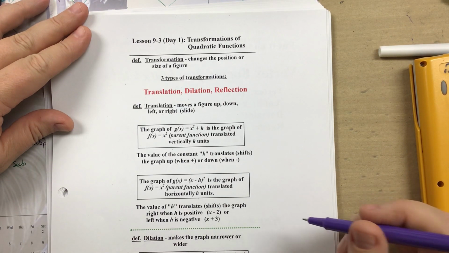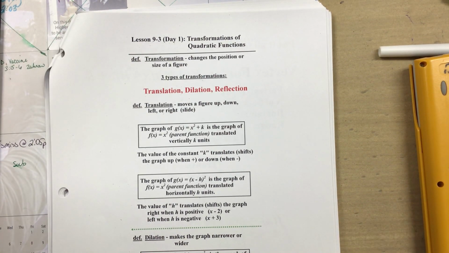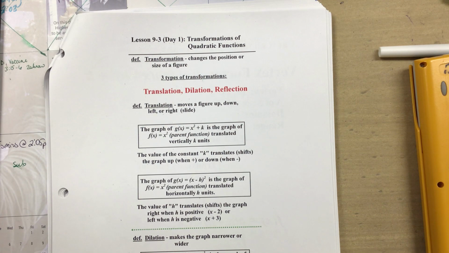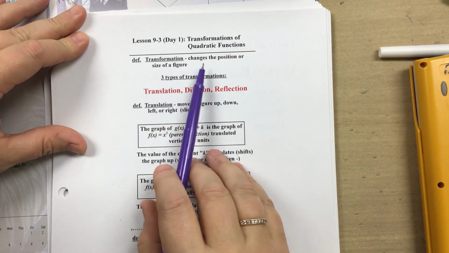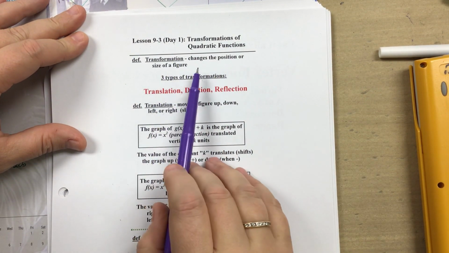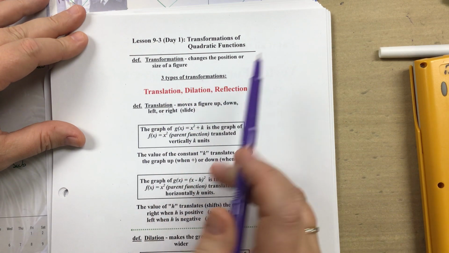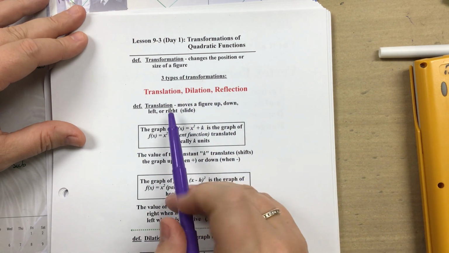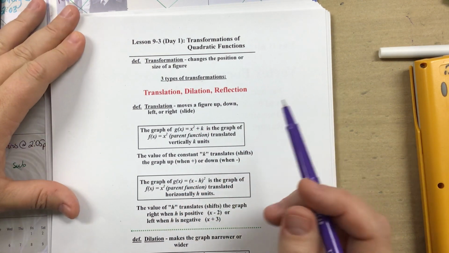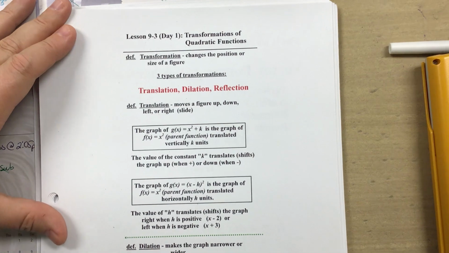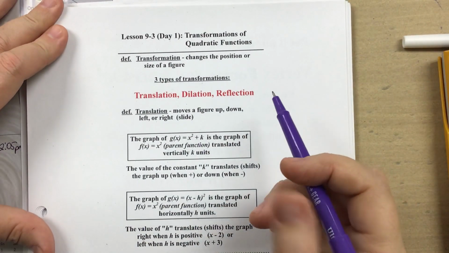Hello, Algebra 2 students. Today we're going to continue our study of quadratic functions, and we're going to look at transformations. If you notice how the parent function changed, you can talk about what transformations or movement occurs. Remember from geometry, a transformation changes the position or size of a figure. There are three types of transformations: translation, dilation, and reflection. Remember from geometry, the fourth one was rotation, but we're not going to worry about rotations for our quadratic function.